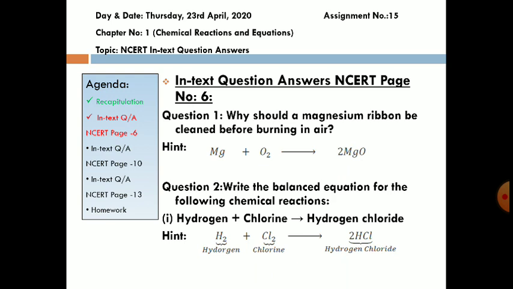Your second question is, write the balanced equation for the following chemical reactions. First one is hydrogen plus chlorine gives hydrogen chloride. We all know hydrogen is represented by H2, chlorine gas is represented by Cl2, and hydrogen chloride is represented by HCl. And here is the chemical reaction. The balanced chemical reaction goes H2 plus Cl2 gives 2HCl.